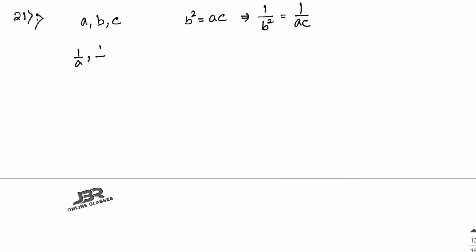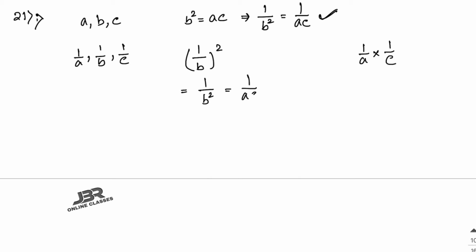Now you have to show that 1 by A, 1 by B, 1 by C are also in GP. That means you have to show that (1 by B) whole square is equal to the product of 1 by A and 1 by C. Now from the above equation, 1 by B square equals 1 by AC, which is equal to that. So it's proved. Okay, now next one, part 2, 21 2.